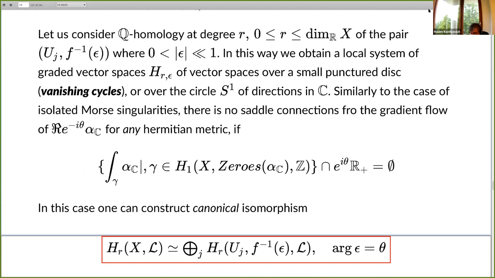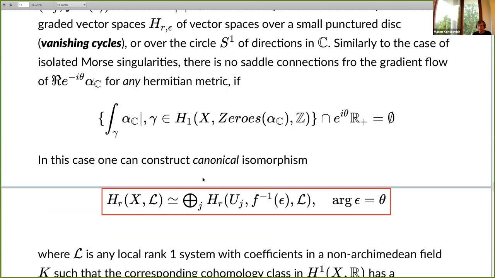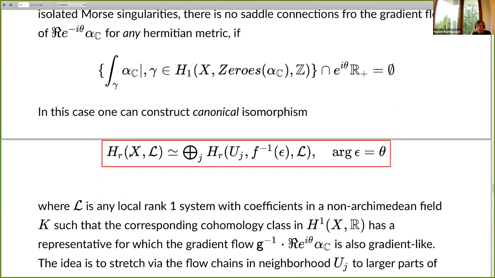As in the case of isolated singularities, there are no subtle connections for the gradient flow for generic theta, but again by cohomological reasons, by the same reasons, you cannot go from one component to another or to itself unless you get this Stokes ray. And the claim is that if I don't have the subtle connection by cohomological reasons, I will have a canonical isomorphism between homology of my space with coefficients in a local system, and any local system, and the direct sum of homology of the vanishing cycles with coefficients in the local system.